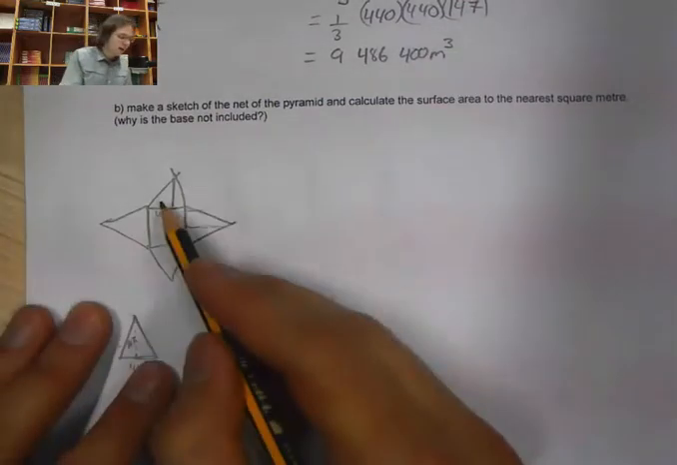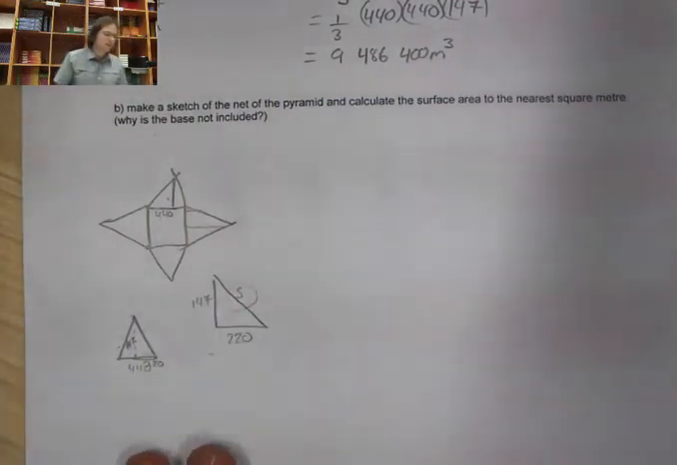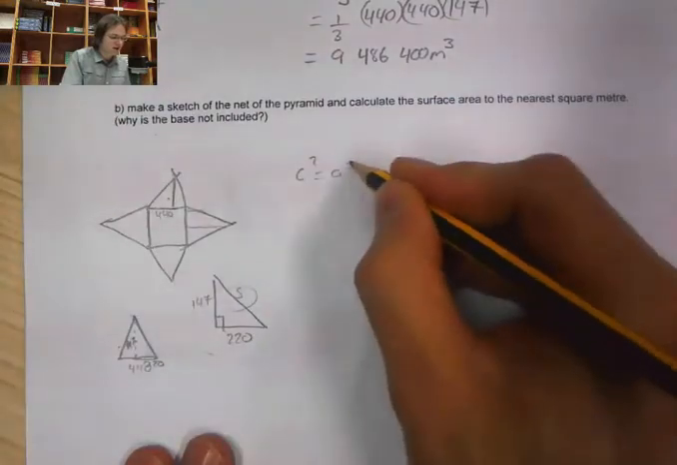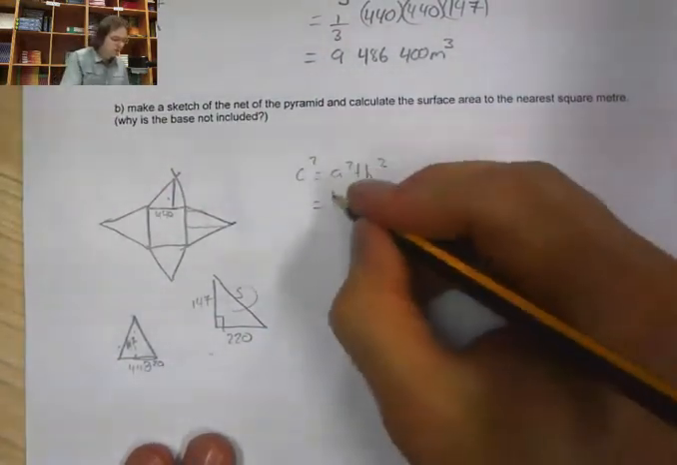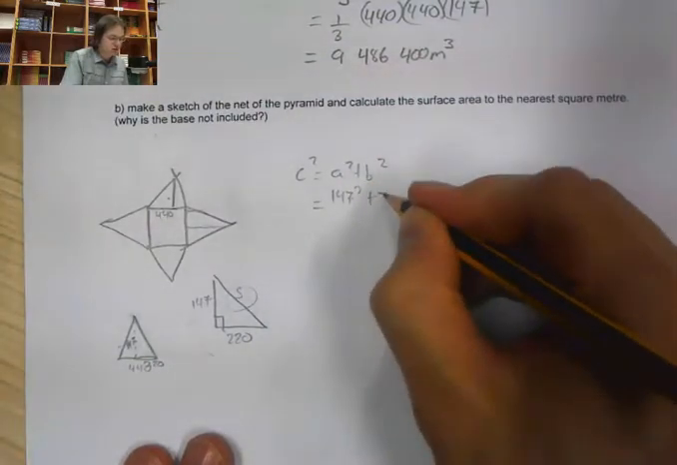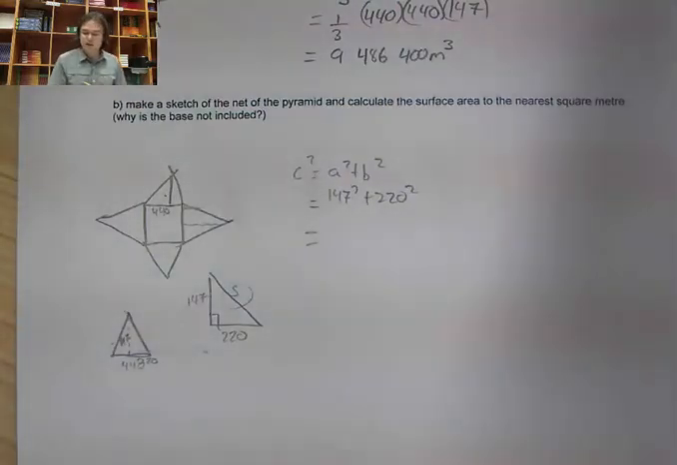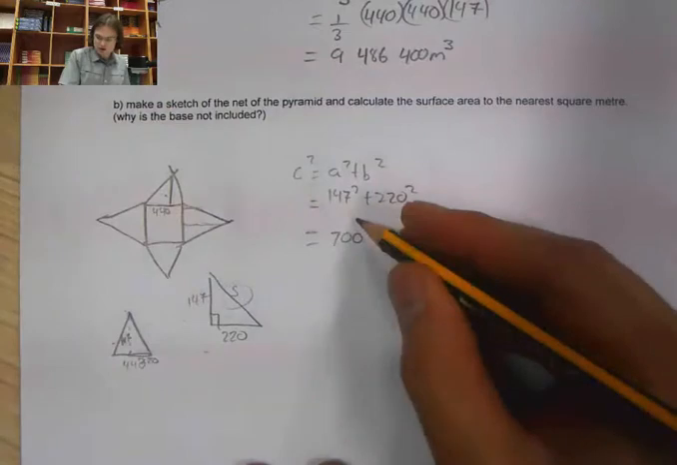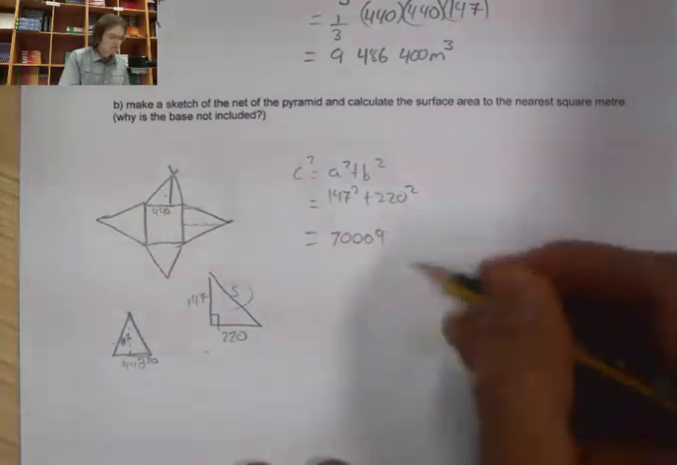So in order to find the area of those triangles, we must first find my slant height. So I'm going to have to use the Pythagorean Theorem. This is a right angle, so c squared is equal to a squared plus b squared. Now I'm going to end up getting 147 squared plus 220 squared. And if I continue that, that's going to give me the square root of 70,009.